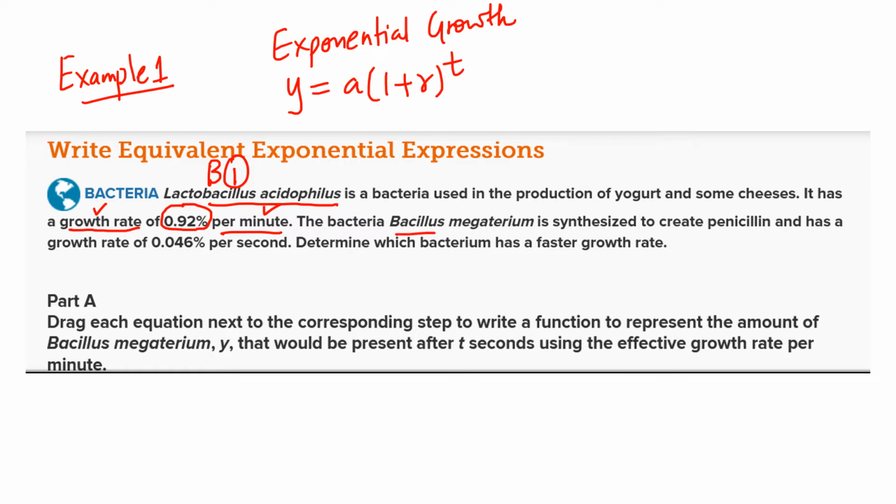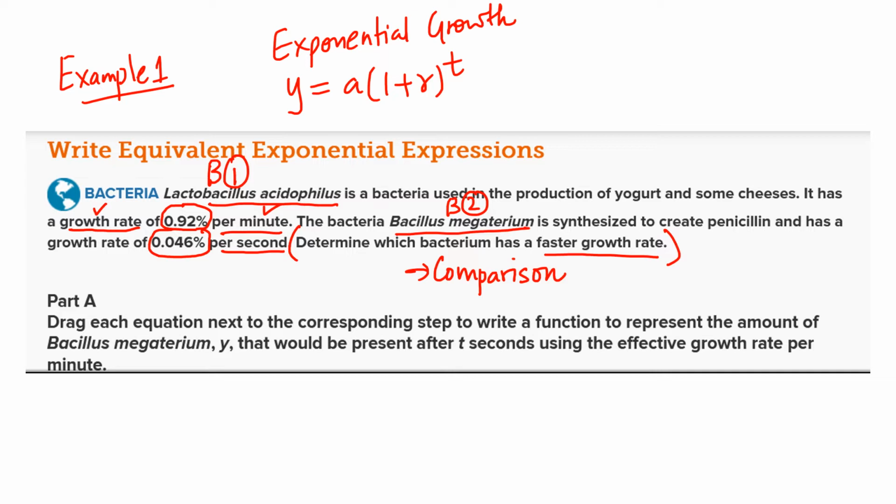I've highlighted it, and the second bacteria which you see here, B2, is Bacillus megaterium, which is synthesized to create penicillin and has a growth rate of this much. There is a lot of scientific information, and we are not going to look much into that, but we are more concerned with the numbers here. So let's look at the mathematical part of it. What we need to do here is definitely a comparison. And how do you know that comparison has to be done? Because the question is asking you to determine which bacteria has the faster growth rate.